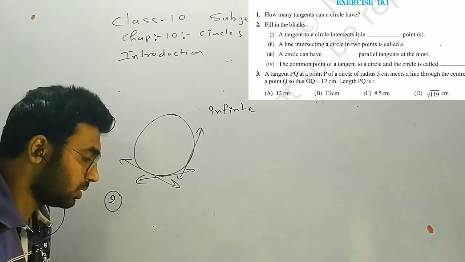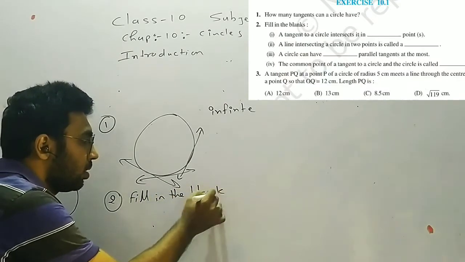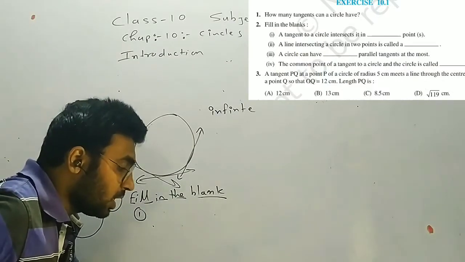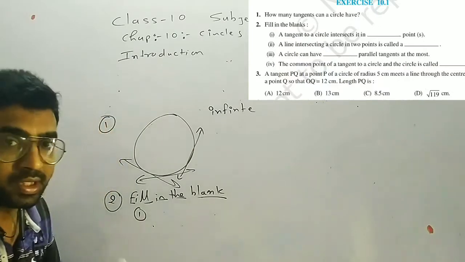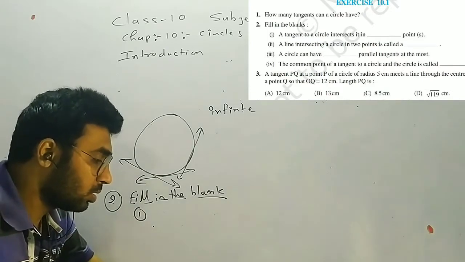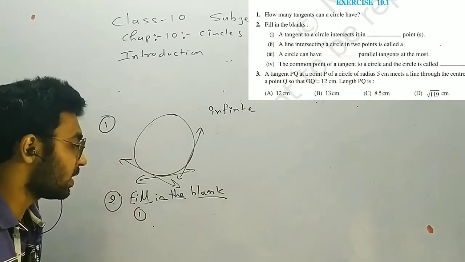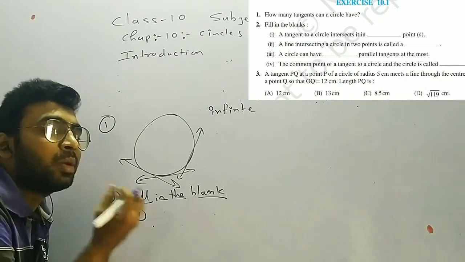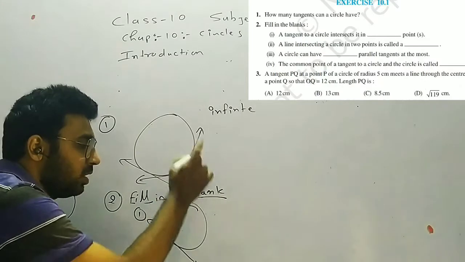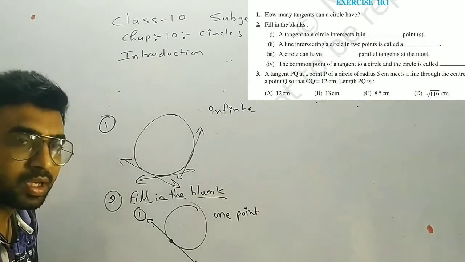What is the second question? Fill in the blank. A tangent to a circle intersects the circle at a dash point. Means tangent: how many points does this tangent touch the circle at? Only one point.